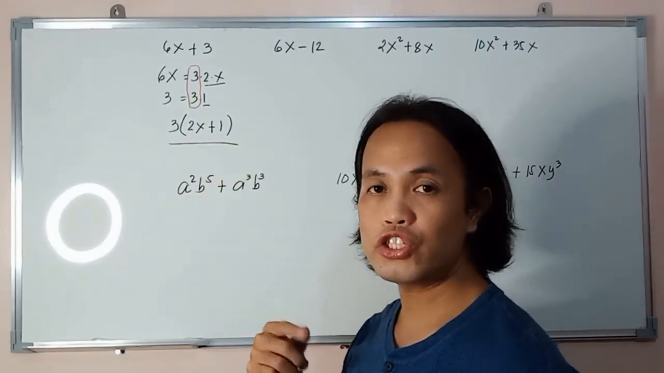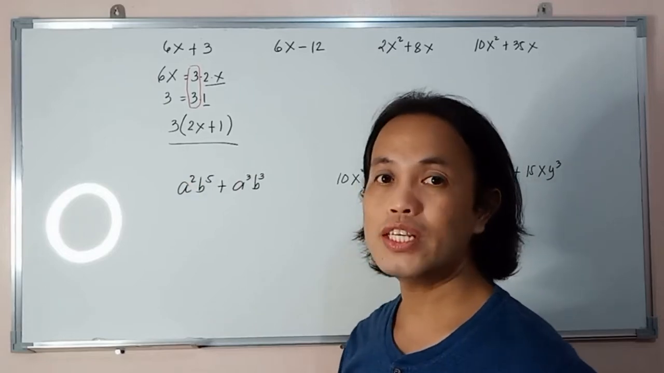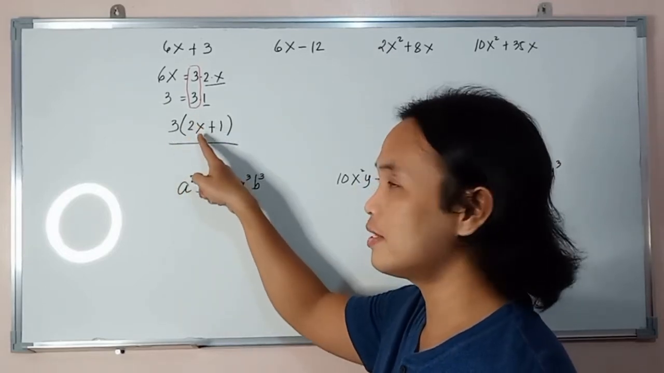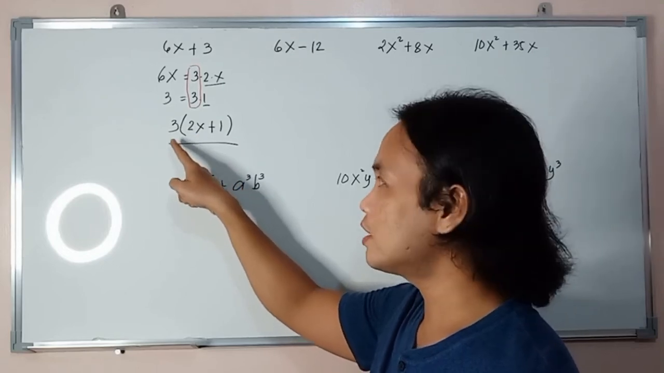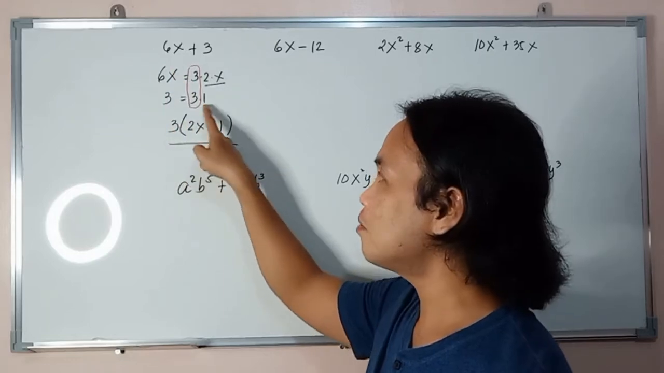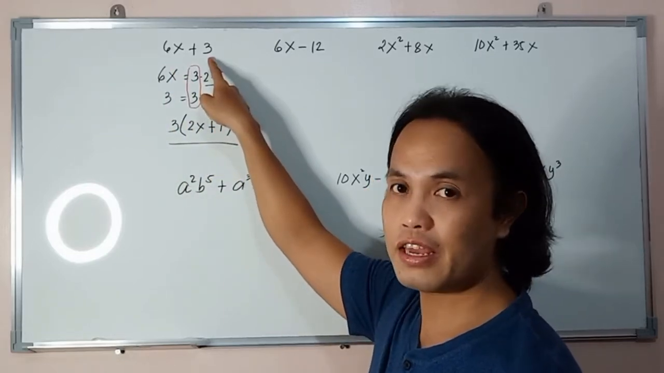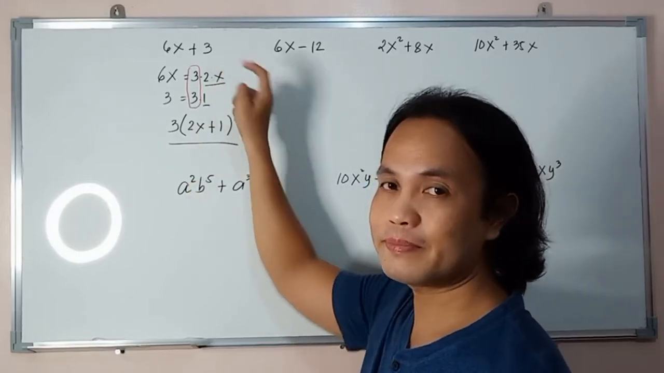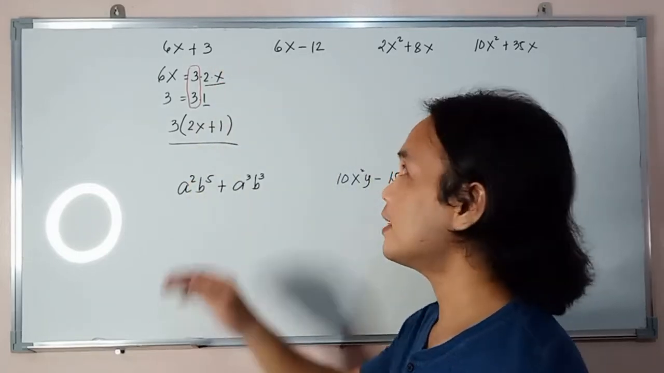Now, if we want to check if these factors are correct, we simply use the distributive property, meaning we distribute 3 to the terms inside the parentheses. 3 times 2x gives us 6x, and 3 times 1 gives us 3. So these are the factors of this binomial. Let's proceed to our second example.